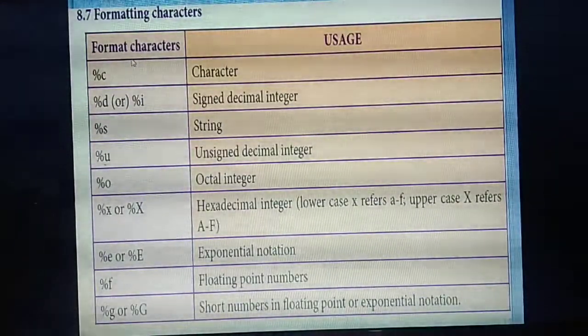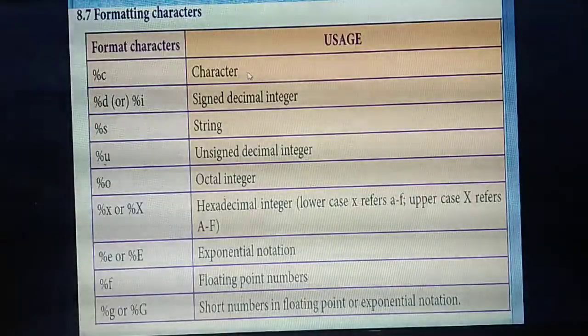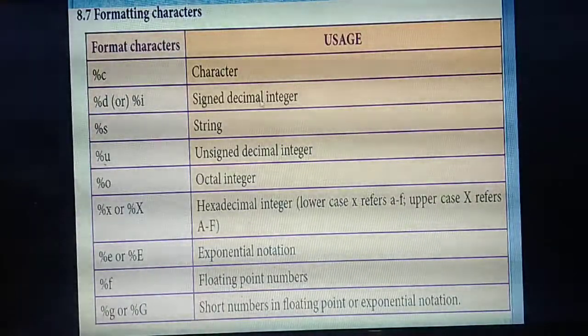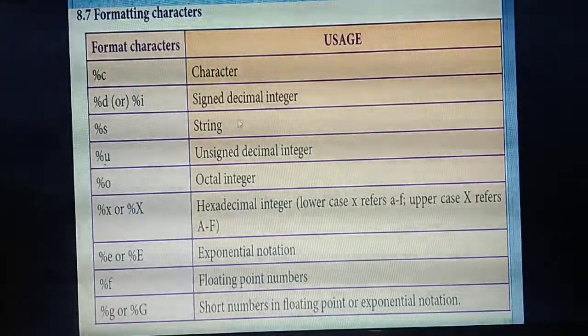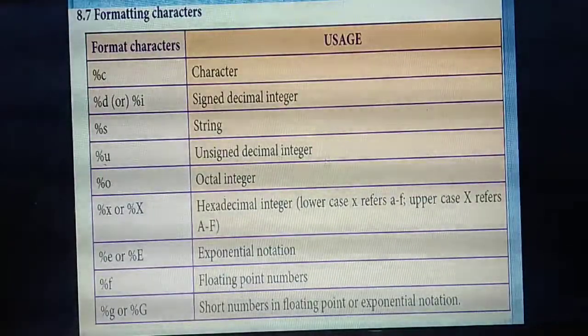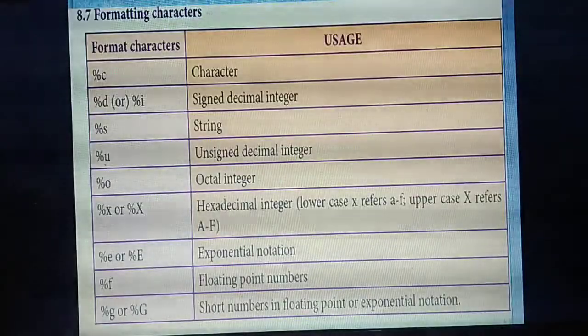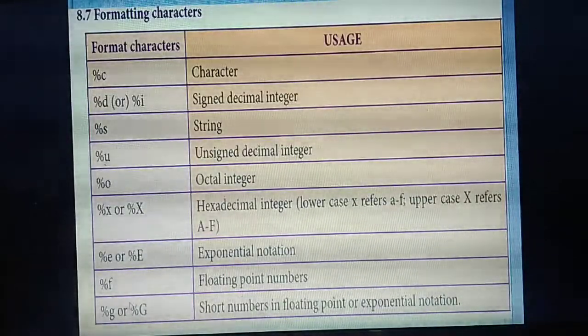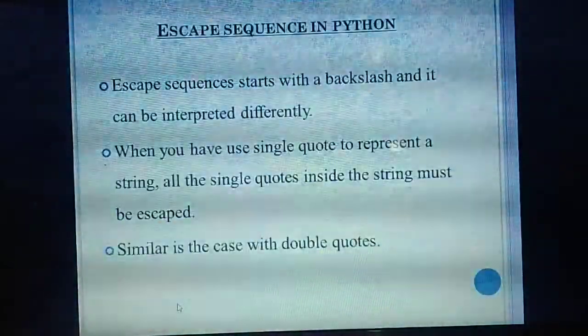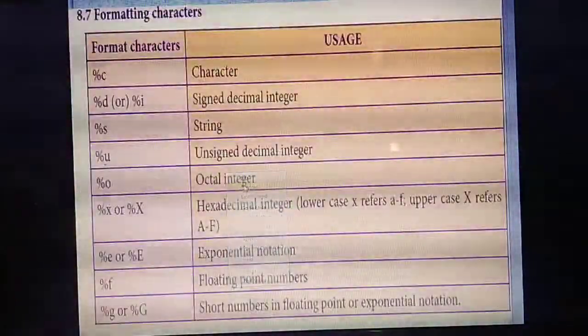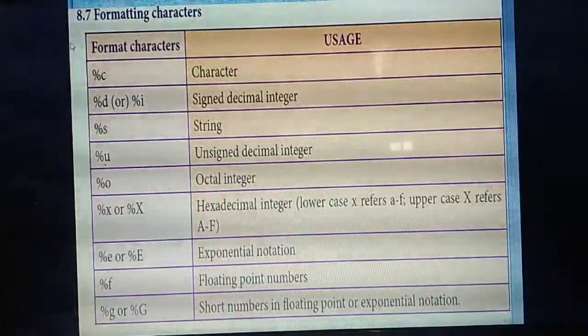Percentage c denotes a character. Percentage d or i means integer value. Percentage s means string. Percentage u means unsigned decimal integer. o means octal, x means hexadecimal, e means exponential, f means floating, g means short numbers. This and all are very, very important. They will ask one more question. This one you need to know.